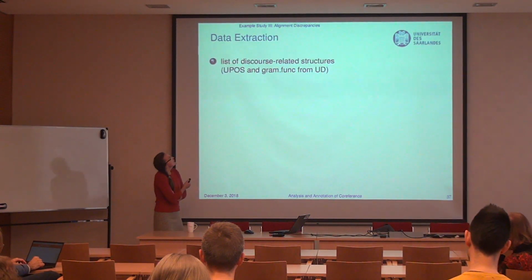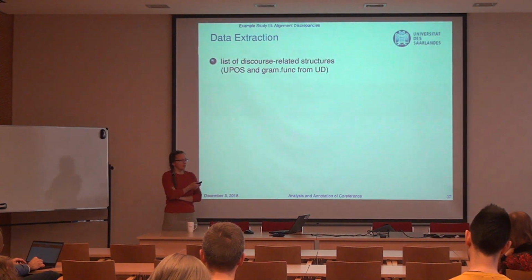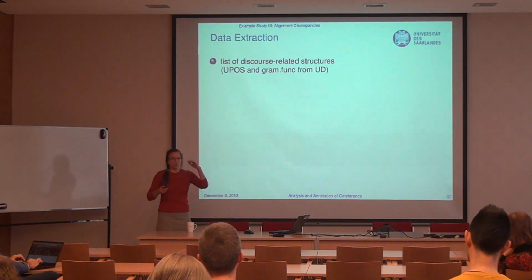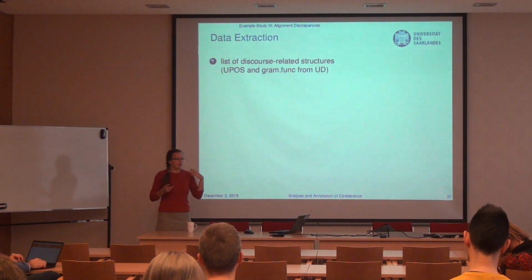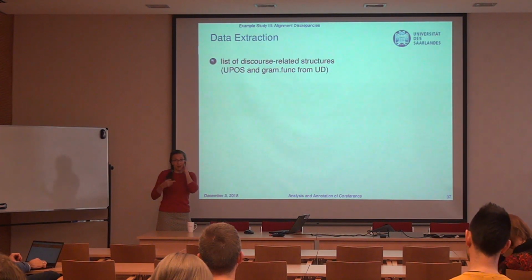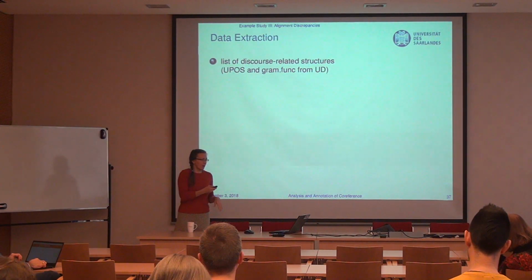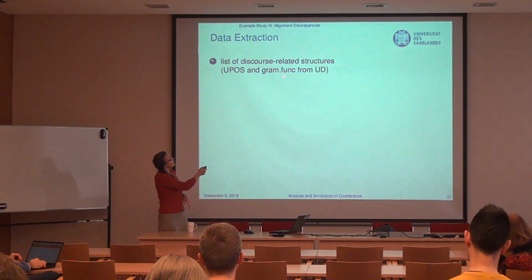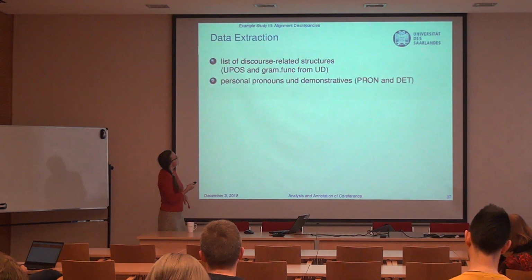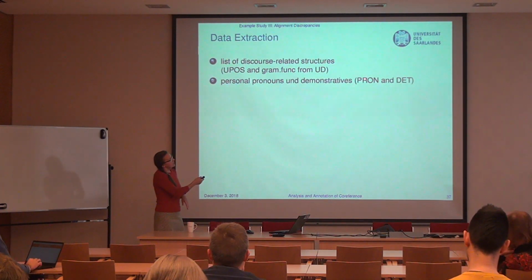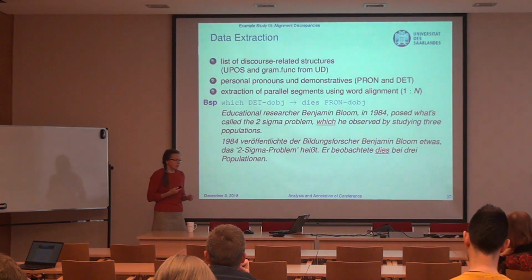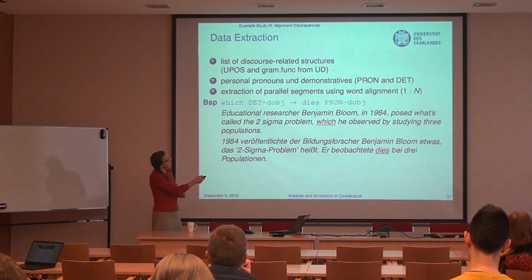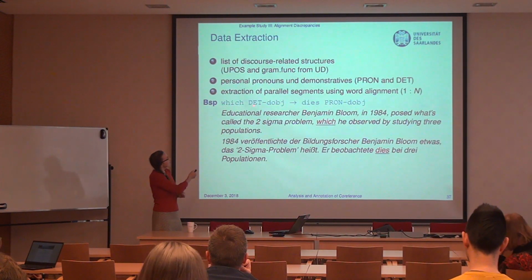It's very difficult. We created a list of discourse-related structures, first of all. So we used the alignment of sentences, word alignment, and then said, okay, only those which we believe are discourse-related, coreference-related, should be sorted out. And for this, we used universal part of speech and grammatical function. So we decided to take pronouns and determiners only. And then we extracted parallel segments using word alignment, and these parallel segments look like this.